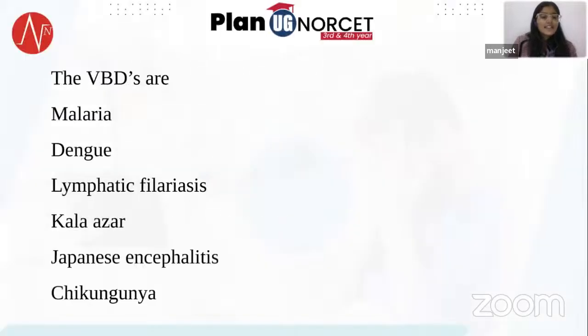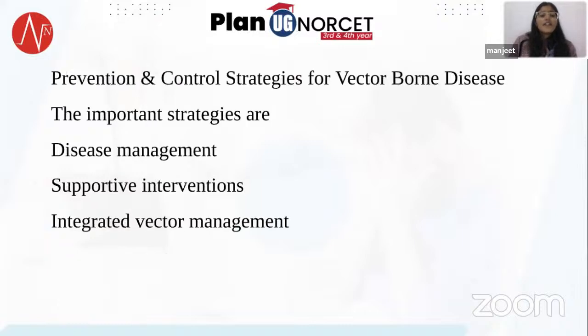So the vector borne diseases are, as I said, there are 6 vector borne diseases, which is malaria, dengue, lymphatic filariasis, Kalazar, Japanese encephalitis, and chikungunya. What will be the preventive and controlling strategies for vector borne disease?